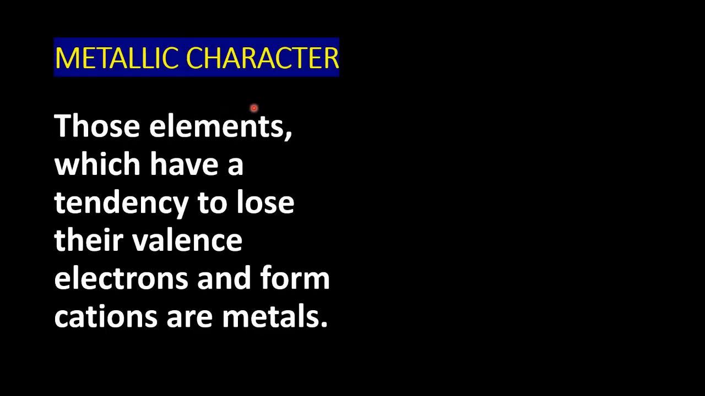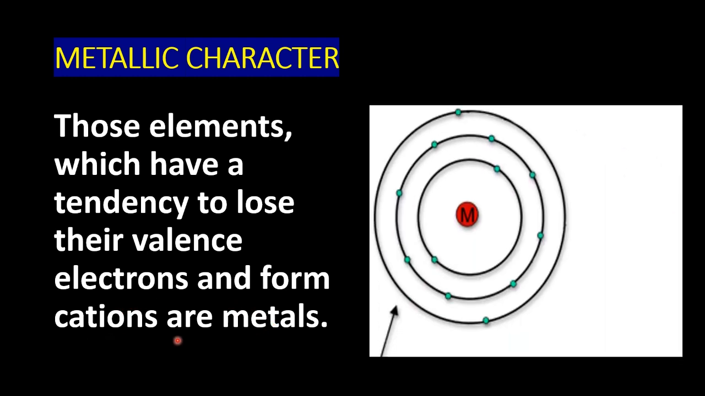Second property is metallic character. So what are metals? Metals are those elements which have a tendency to lose their valence electrons. And when they lose valence electrons, they will form cations. So here you can see the valence electrons are lost. This property or this character is known as metallic character.